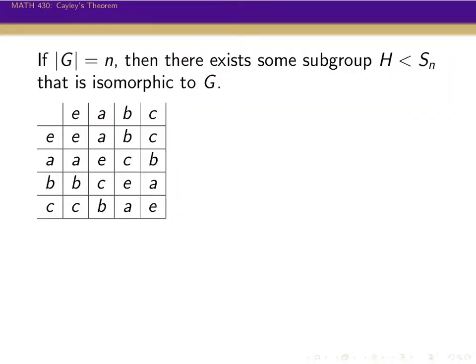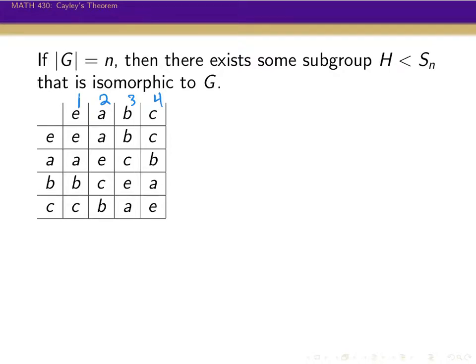Right here we have a Cayley table for a group that's isomorphic to the Klein-4 group. And so how can we rewrite these elements as permutations? The first thing we're going to do is renumber these elements. So E is going to correspond to 1, A is going to correspond to 2, B is going to correspond to 3, and C is going to correspond to 4.